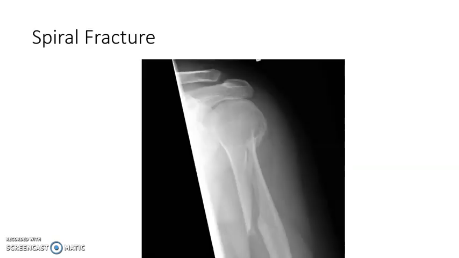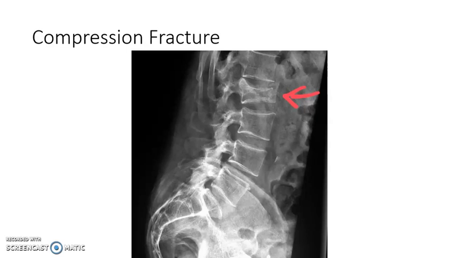Our next one is the spiral. And again, usually this is caused by some type of twisting motion. What we see here is a break that starts low and then ends up high, and that's an indicator of a spiral fracture.